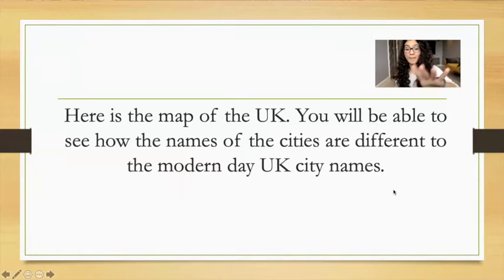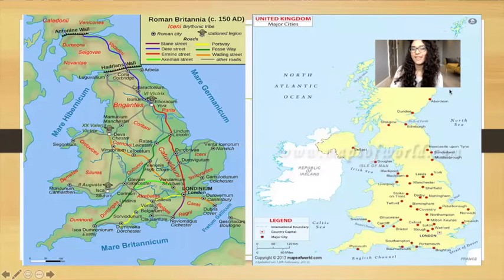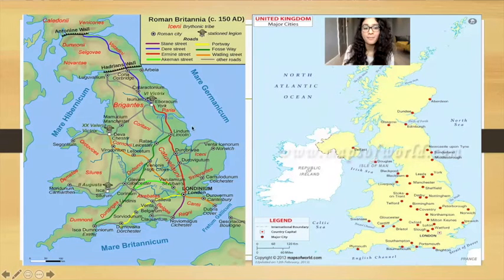Now, I'm going to show you a map of the UK, and through it, you'll be able to see how the names of the cities are different to the modern day UK city names. Here we go. So this is a map from a long time ago, and this is the map that we would use today. Where do I go in order to show you properly? Let's just put you here.